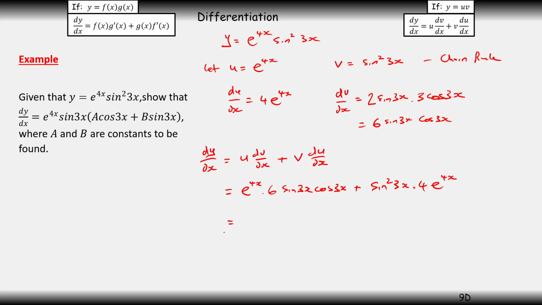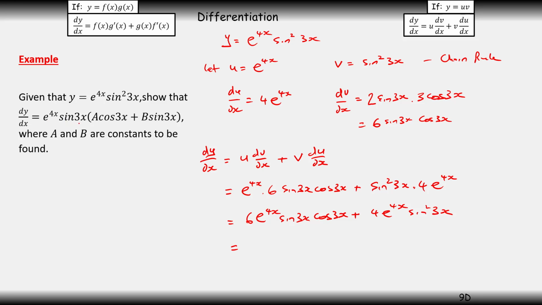So, simplifying, this is the function that I need to get. In the first instance, before I do that, let me just write this out. 6 e to the power of 4x sine 3x cos 3x plus 4e to the power of 4x sine squared 3x. That makes it easier actually to see how I can factorize in order to get this term.